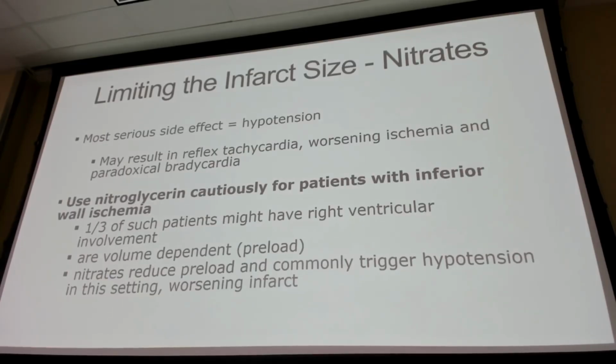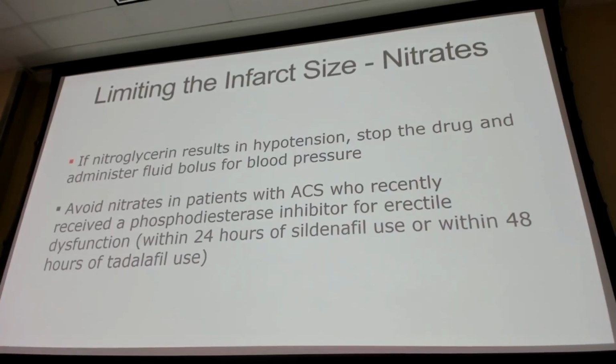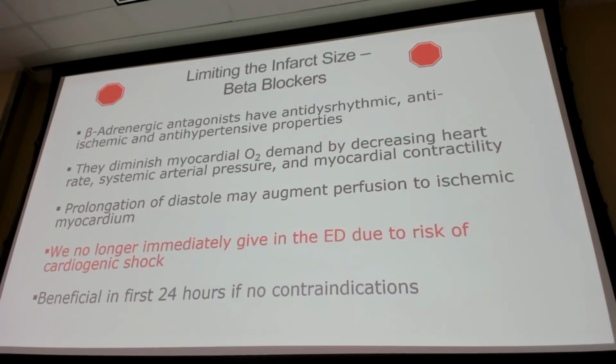And then, like I said, the most serious side effect is hypotension, so if their blood pressure is already soft, we're not going to give it. If we have that inferior MI, we want to avoid it. And then anybody taking the phosphodiesterase inhibitors. No phosphodiesterase inhibitors. All right.